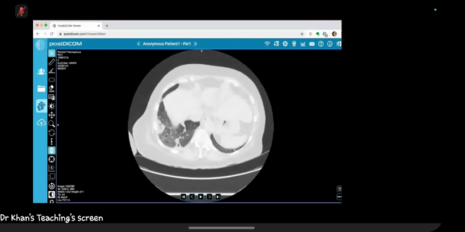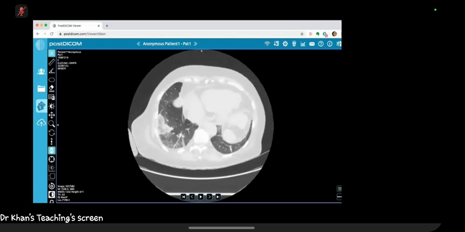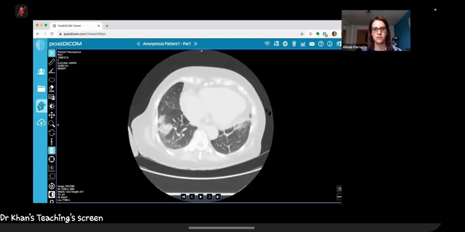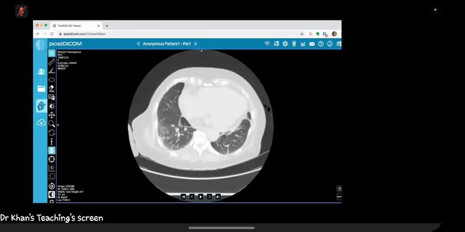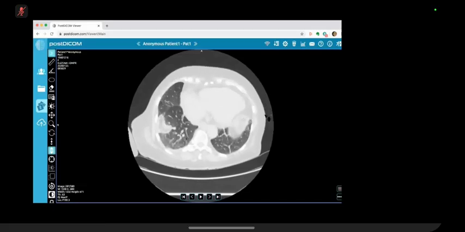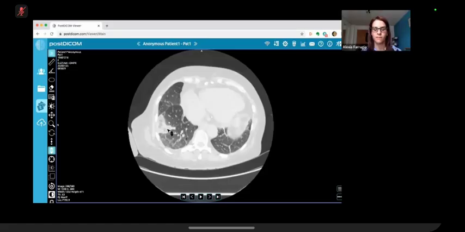Okay. Do you want to describe what you see? Okay, so in that lateral right lower lobe, there's an almost wedge-shaped area of well-defined consolidation with central, what looks like, low density. Very good.